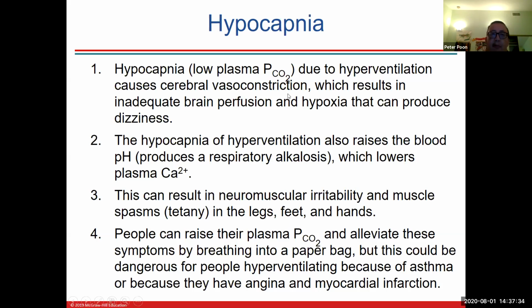Hypocapnia, low CO2 levels, causes hyperventilation, or due to hyperventilation, it actually causes cerebral vasoconstriction, which results in inadequate brain perfusion, and then hypoxia, low oxygen, that can make you pass out.